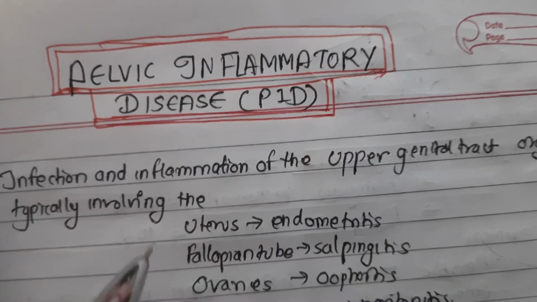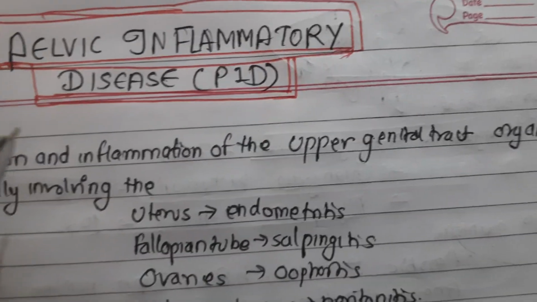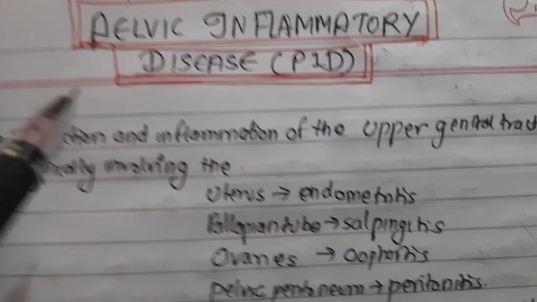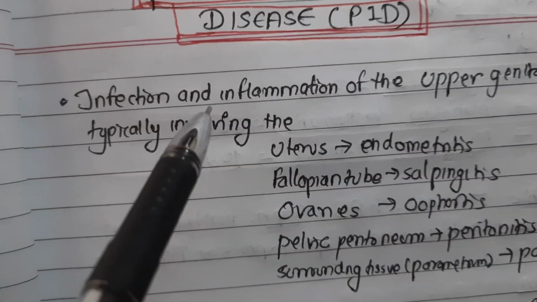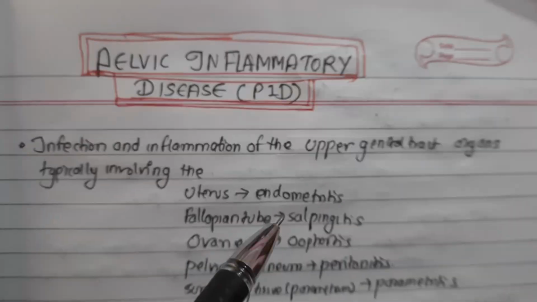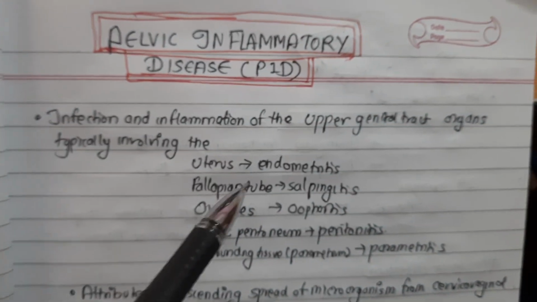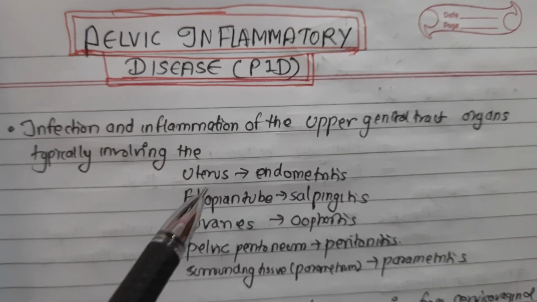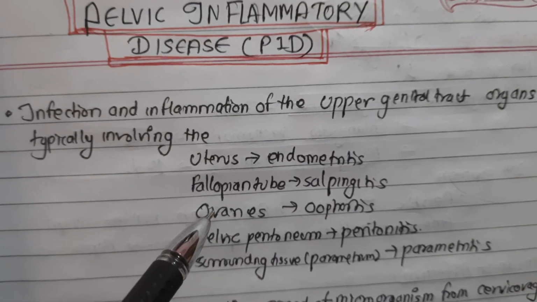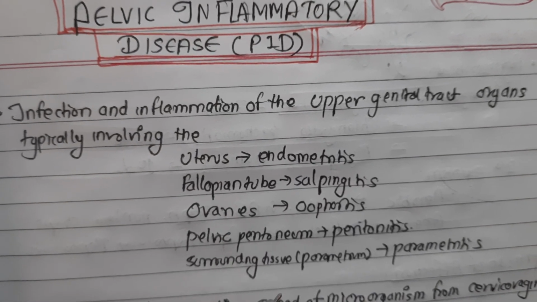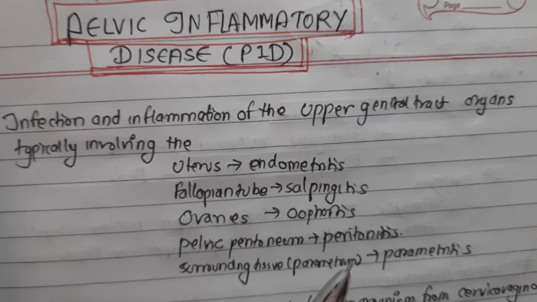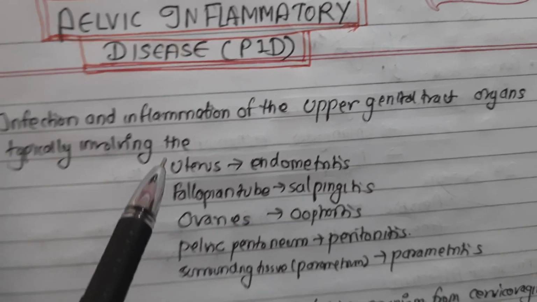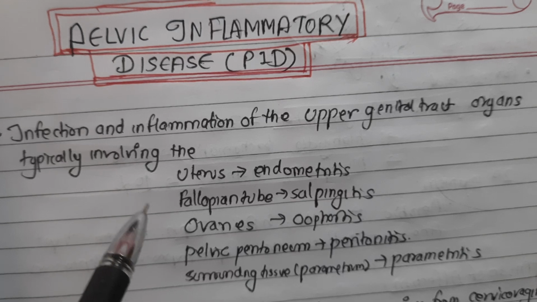Pelvic inflammatory disease is the infection and inflammation of the upper genital tract organs, typically involving the uterus, fallopian tubes, ovaries, pelvic peritoneum, and surrounding tissues, also known as the parametrium. Each of the inflammations of these organs has a specific name.